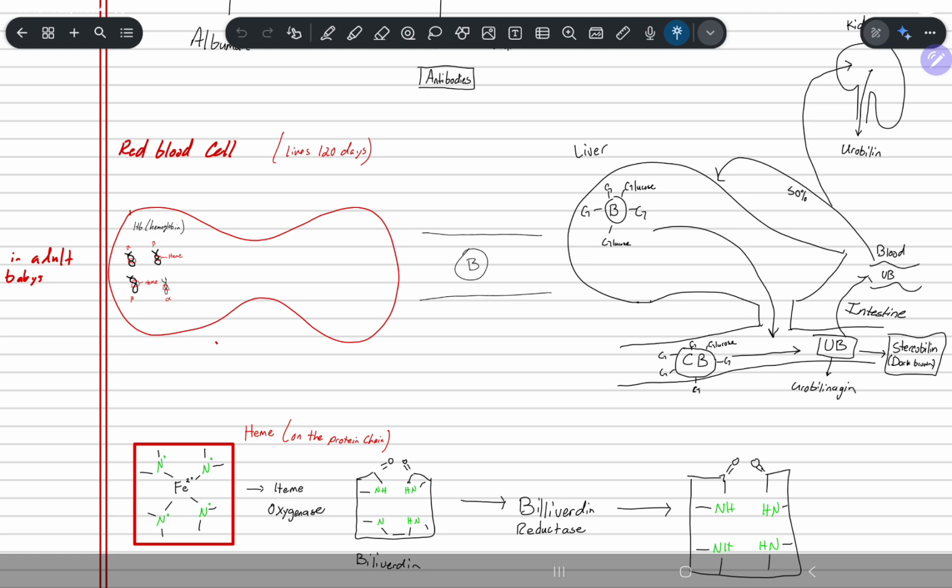transported by the blood to the kidneys, where the kidneys will convert it to yellow urobilin, and this is what gives urine its yellow color. Now, the urobilinogen that remains in the intestines will be converted into a brown pigment, and this is called stercobilin.